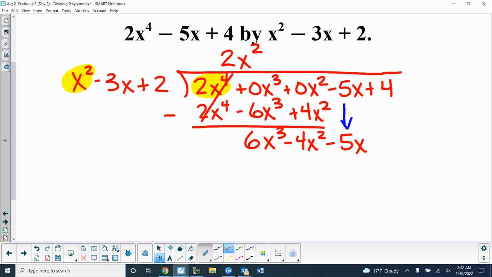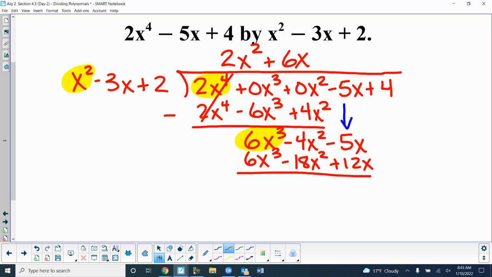And then you just start over. Again, it's this monomial 6x cubed by that x squared. All right? So what's 6x to the third divided by 1x to the second? 6x. That's an easy math problem, right? And that's positive. Now I do the same thing. I take that 6x and I multiply it by all three of those. So 6x times the x squared gives me the 6x cubed. 6x times the negative 3x is negative 18x squared. 6x times the 2 is a positive 12x.